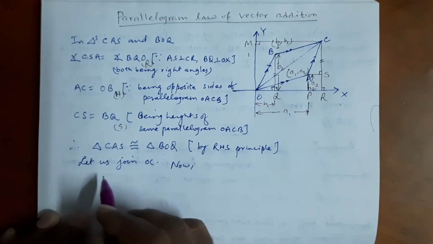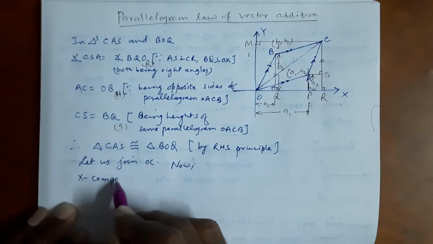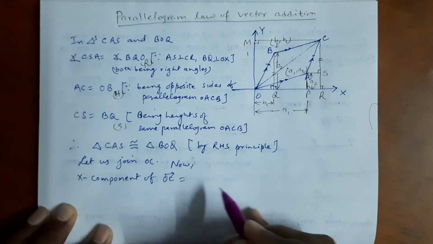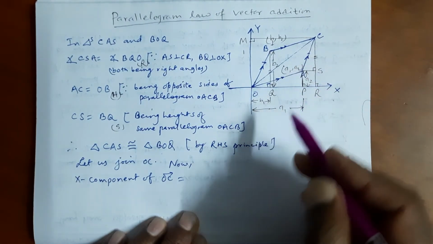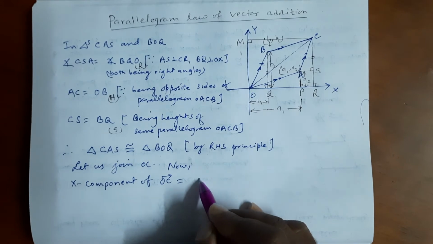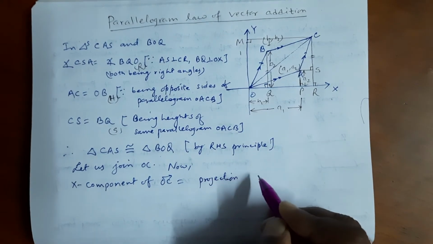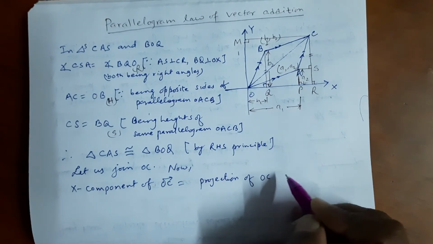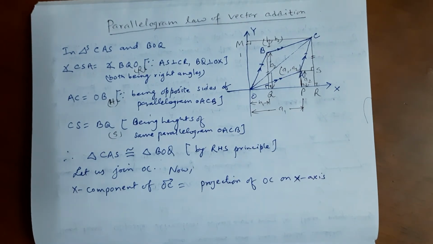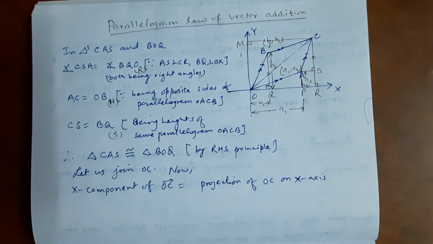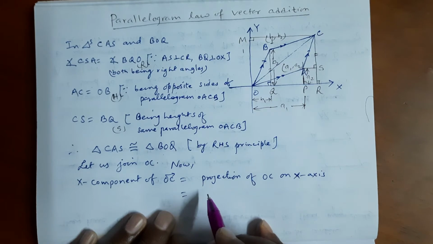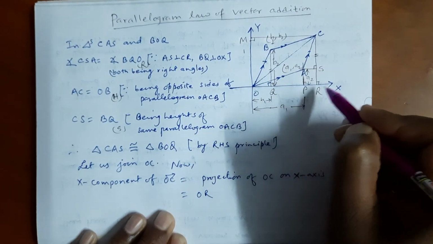Now the x component of vector OC equals the projection of vector OC on the x-axis. So the x component of vector OC is given by the projection of OC on the x-axis, and the projection of OC on the x-axis is OR.